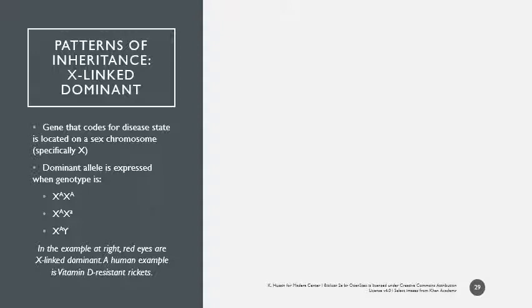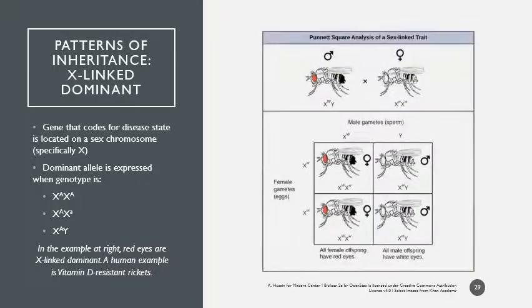So this condition where they're female and have homozygous dominant, that would result in the condition. If they're female and they're heterozygous, that would result in the condition. And then males who just have 1 copy of that dominant allele would have the condition. So we see this in this example with flies. The red eyes in fruit flies is an X-linked dominant condition. Vitamin D resistant rickets is one example in humans.